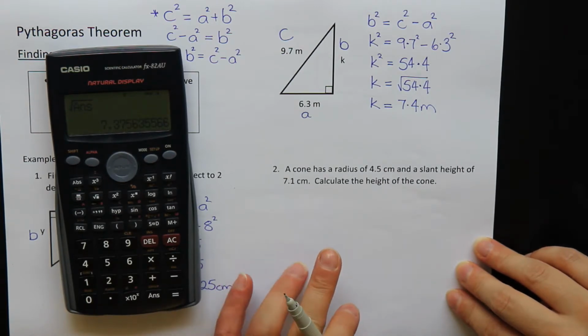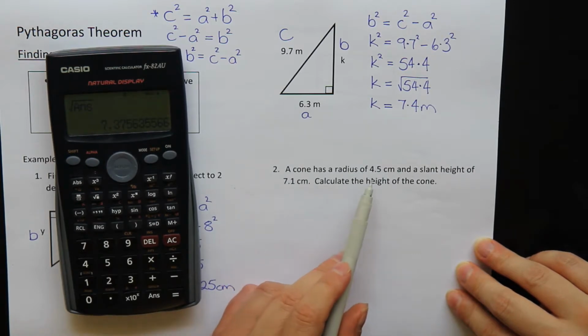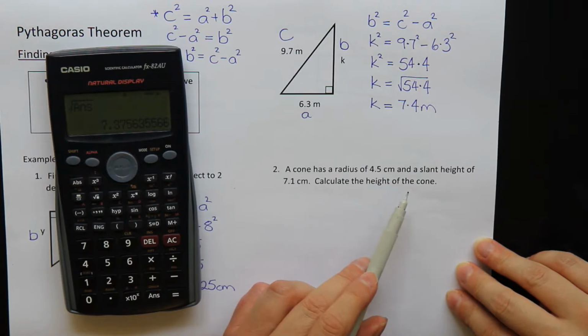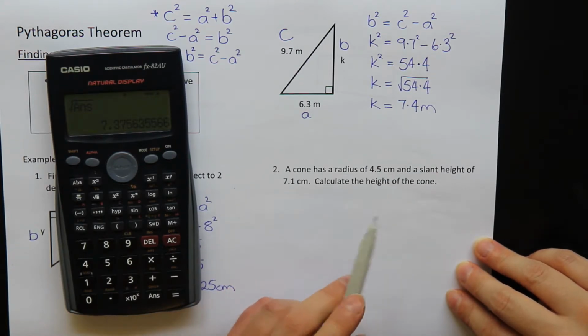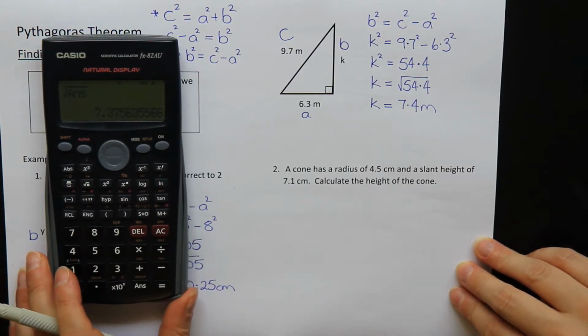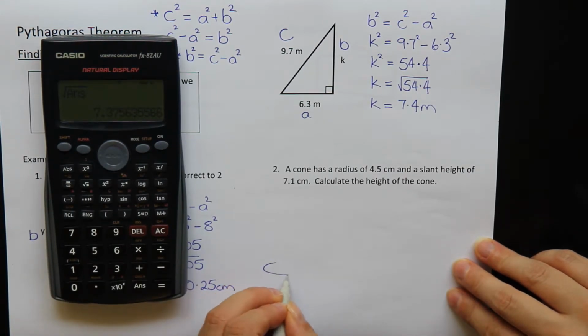Alright, I have a word question next. A cone has a radius of 4.5 centimeters and a slant height of 7.1 centimeters. Calculate the height of the cone. Whenever you have a word question, if you can draw a diagram, it's always helpful to do so. So I'm going to draw a cone.